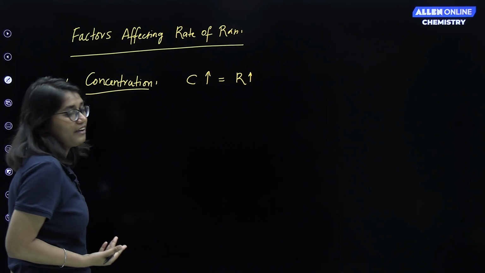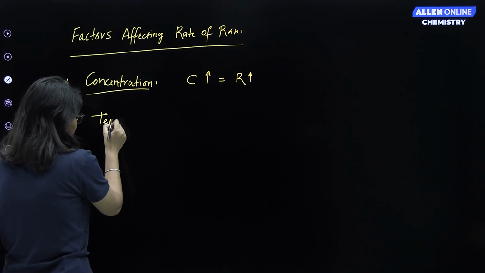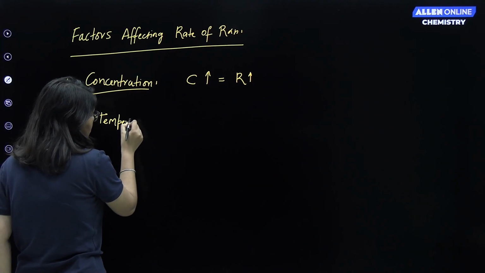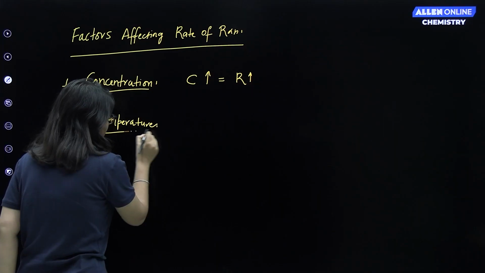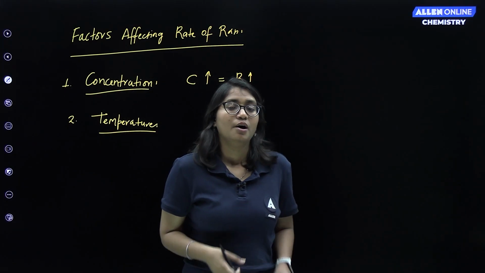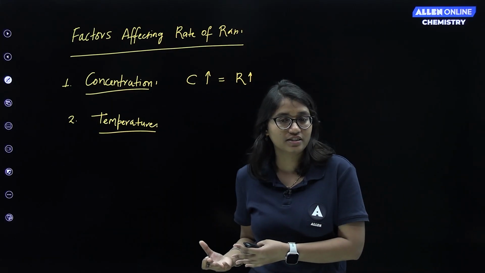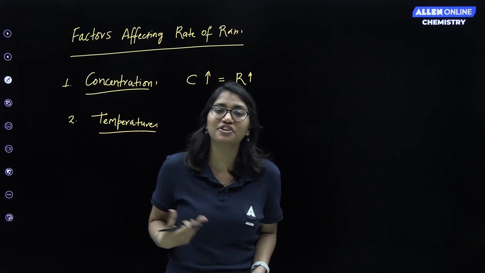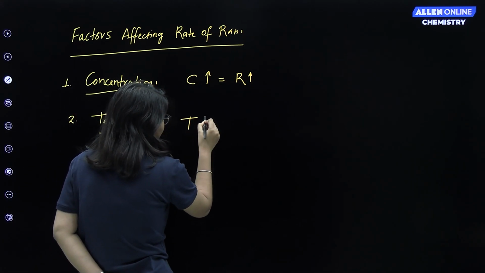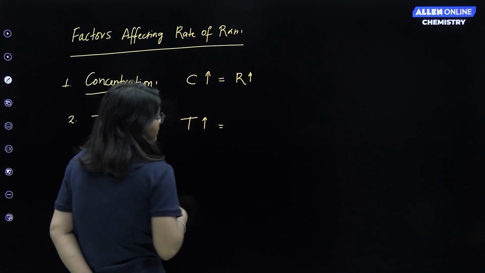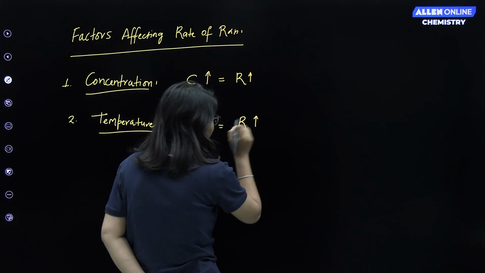Okay, so the next factor is temperature. If temperature is increasing, particles gain more kinetic energy and move faster, and that will ultimately lead to more effective collisions. So, if temperature increases, that will make the reaction faster. That means rate will increase.